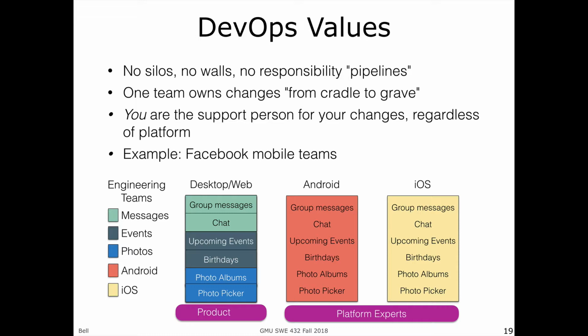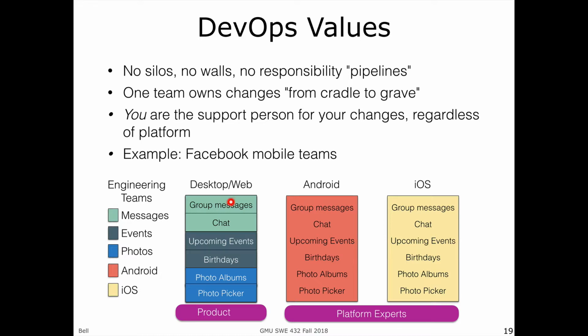So you can see that for the desktop and web, they have a messages team, they have an events team, and they have a photos team. And then for Android, they had an Android team, and for iOS, they had an iOS team. So these were teams whose responsibility was the platform, which was Android or iOS, but not the product and not the features.